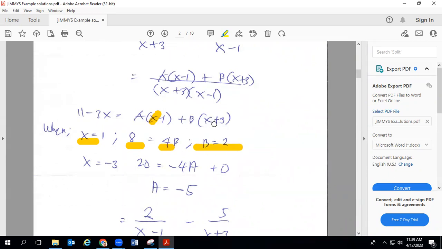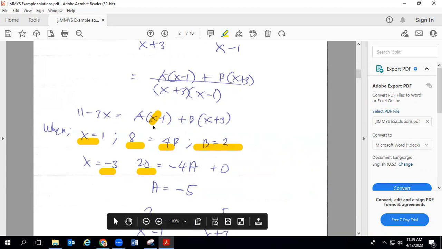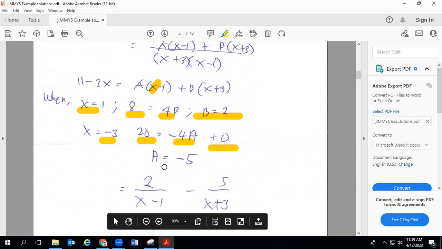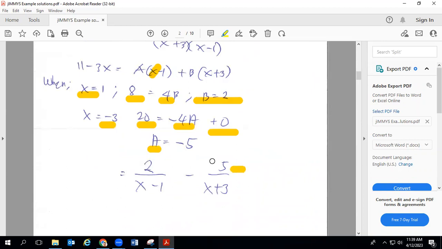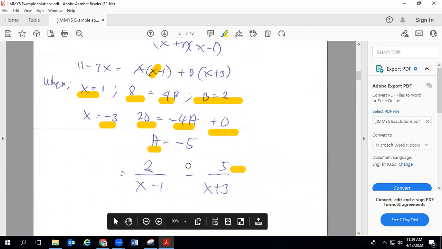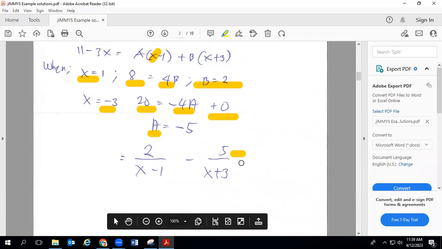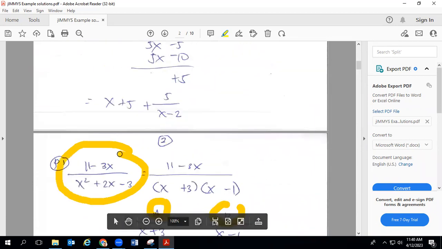Now, to eliminate this part, x plus 3 becomes 0 when x is equal to minus 3. Substituting minus 3 here, minus 3 times minus 3 is positive 9, plus 11 becomes 20. Here, minus 3 minus 1 is minus 4 times A. Obviously, this one is 0, since minus 3 plus 3 is 0. So here you can compute the value of A. Now substitute the values of A and B, and you can have it in this form. This will be the partial fractions, the equivalent form for this particular function.